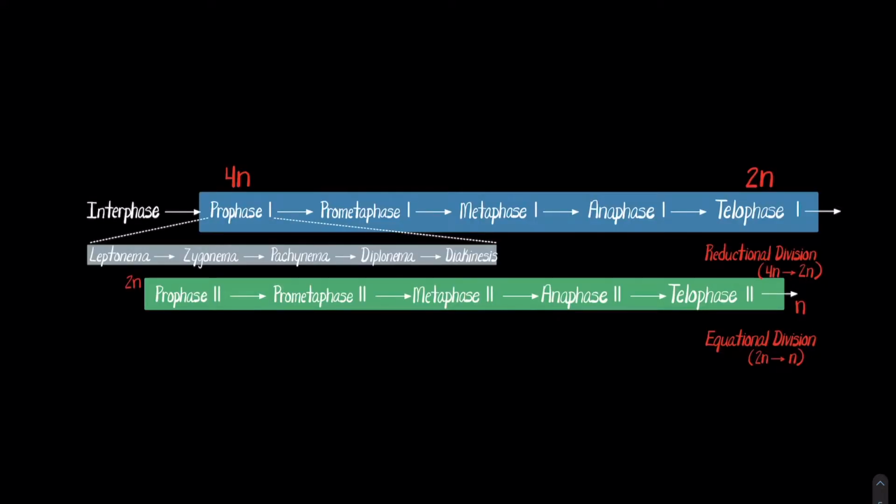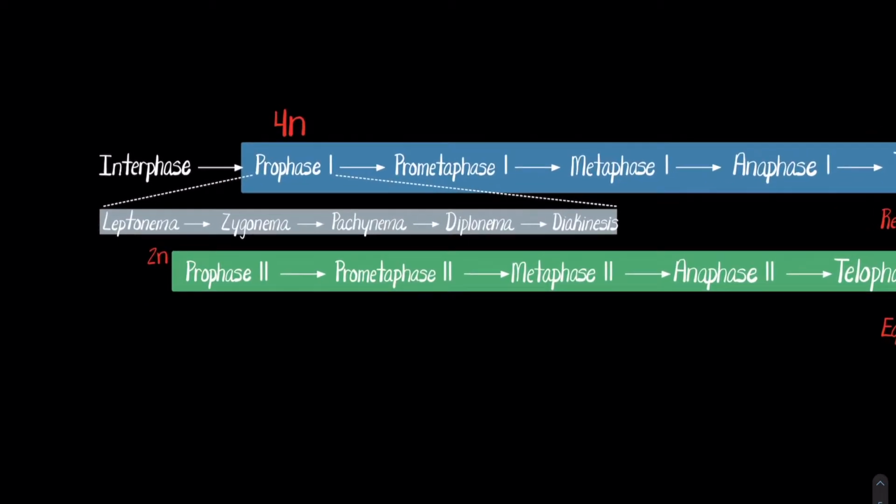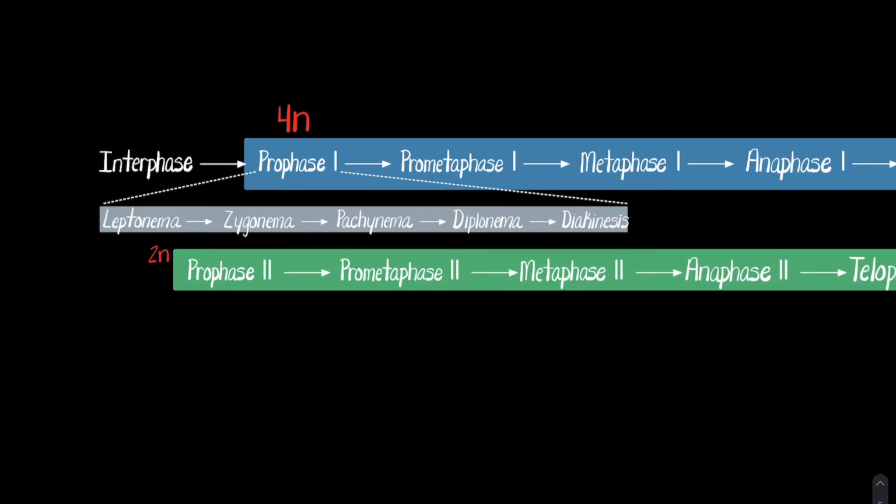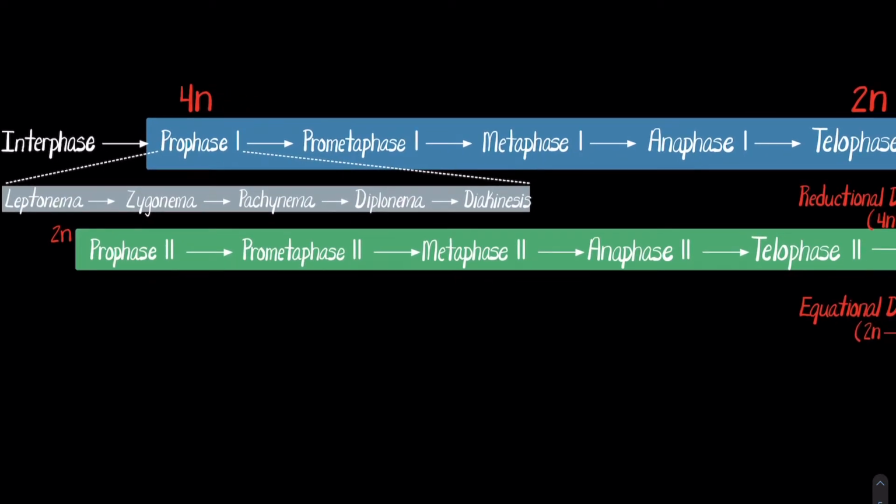So the overall process of meiosis looks something like this. Meiosis I is outlined in blue. Under Prophase I, I have the 5 different stages of Prophase I. We're not going to go into that much detail, but I put them there just for the sake of completeness. And then in green, we have meiosis II.